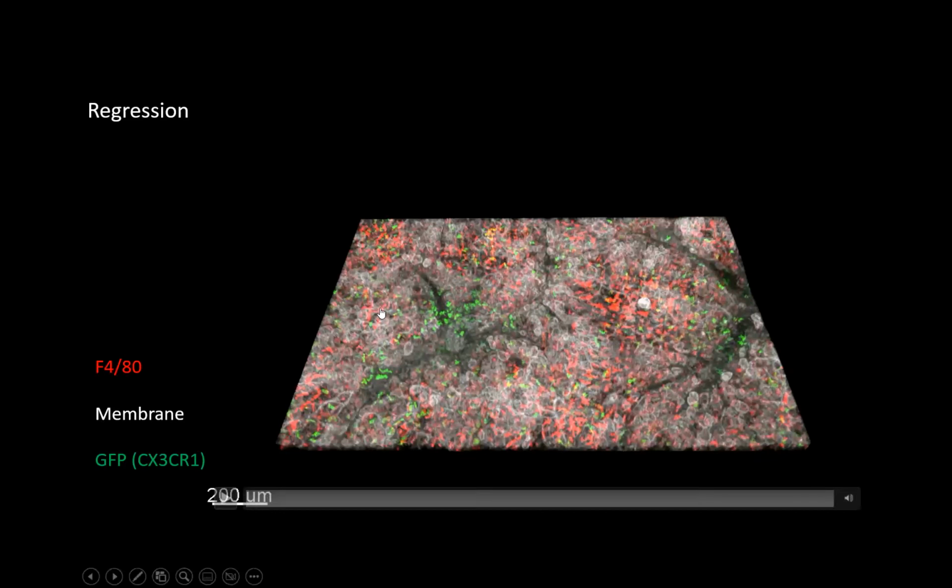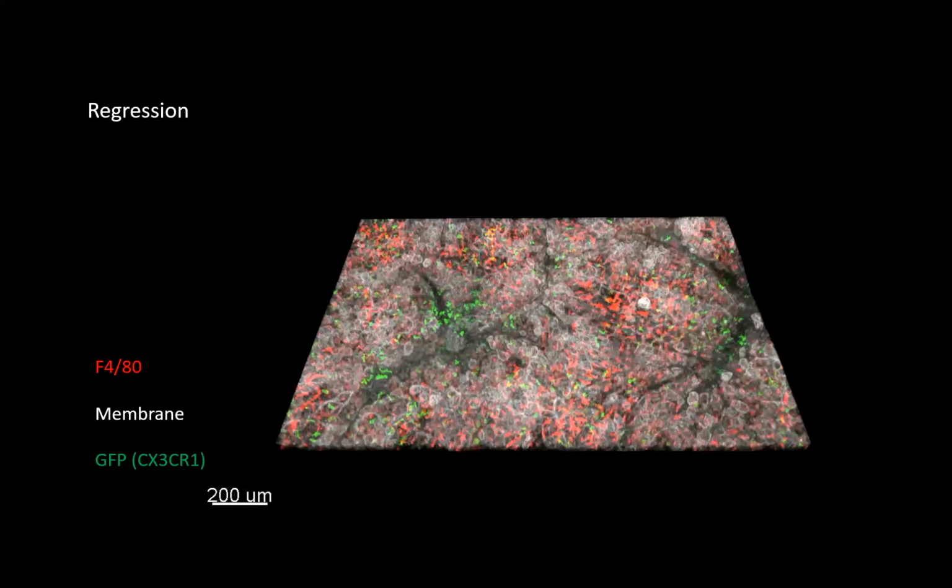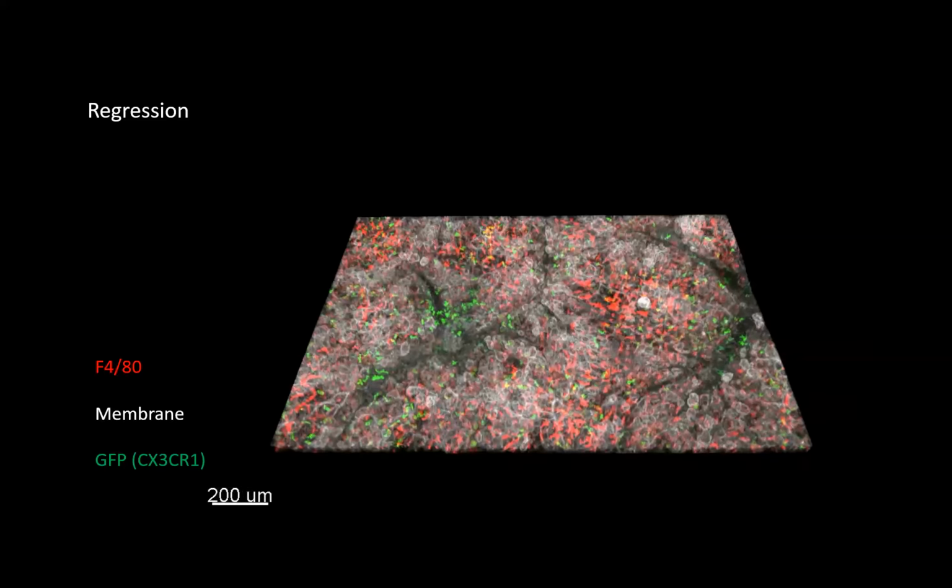And you can see this nice patchiness of some monocyte-derived macrophage, some fetal liver-derived macrophage. And so the system is really quite dynamic, and we still don't understand why we get this kind of patchiness.